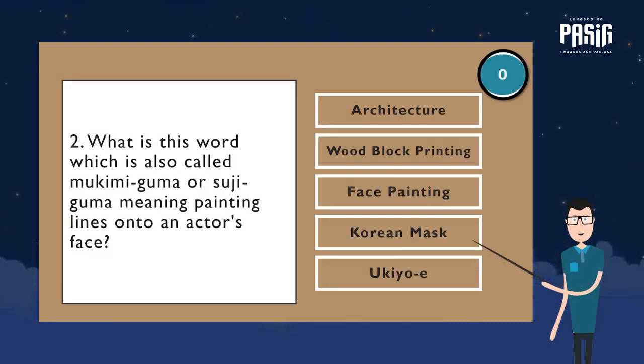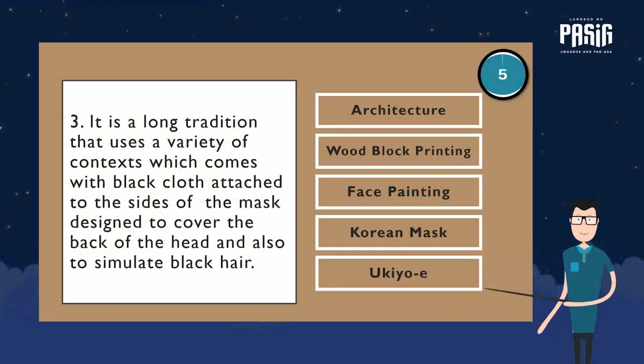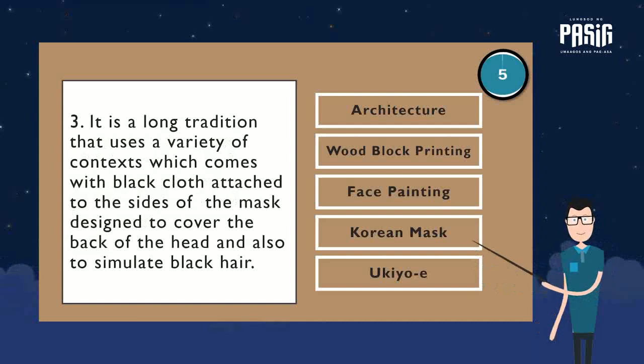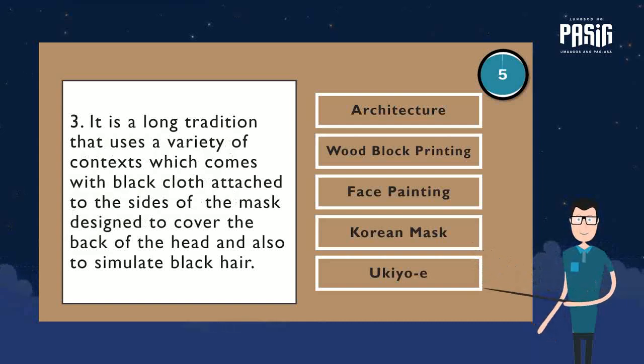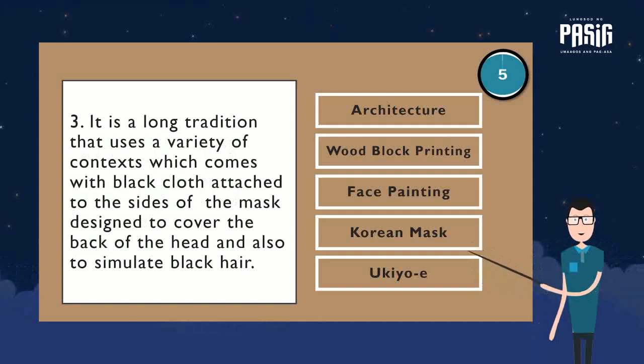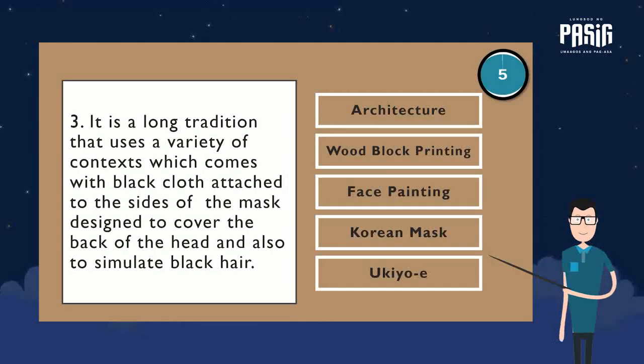Time is up. Let's have number 3. It is a long tradition that uses a variety of contacts which comes with black cloth attached to the side of the mask, designed to cover the back of the head and also to simulate black hair. Is it architecture, woodblock printing, face painting, Korean mask, or ukiyo-e? You have 5 seconds.